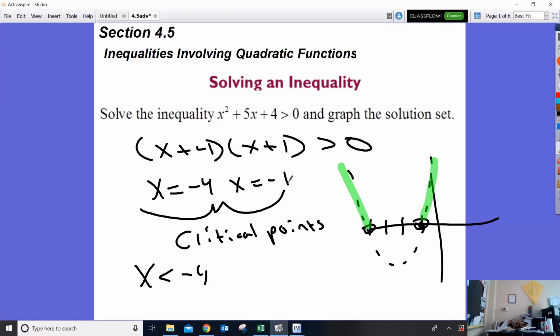Now, what is the graph suggesting about x's relationship to negative 1? Not less than. To the right, kids. It's greater. That's how you write it out using good old inequality form. Everybody know how to write that as an interval?